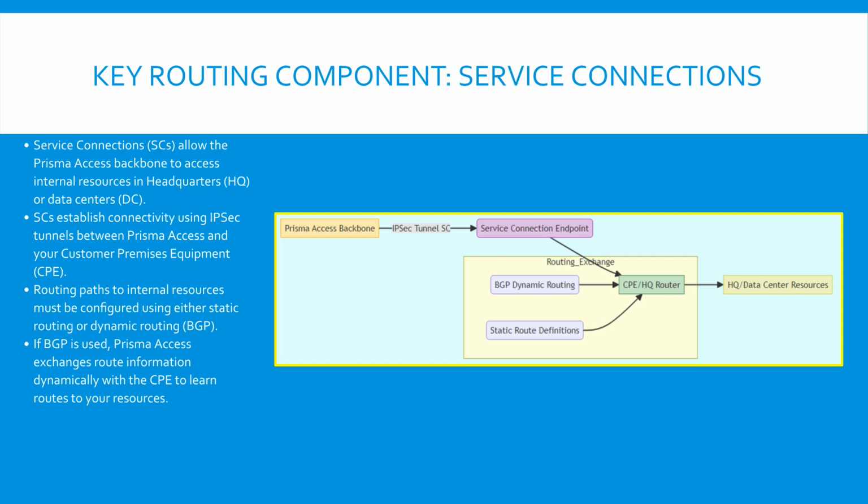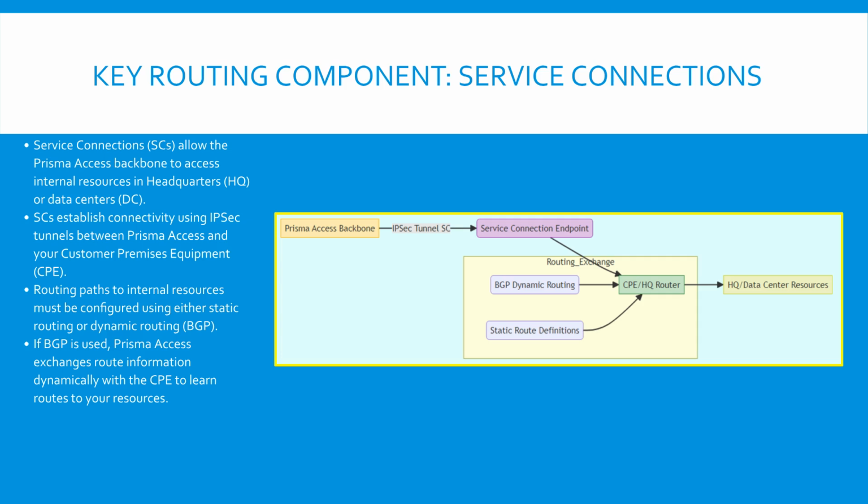Node A is the Prisma Access backbone, the internal network we discussed earlier. It connects to the service connection endpoint, node B, via an IPsec tunnel. This endpoint links directly to your organization's CPE, or HQ router, node C. The router then provides access to the HQ/data center resources, node D.